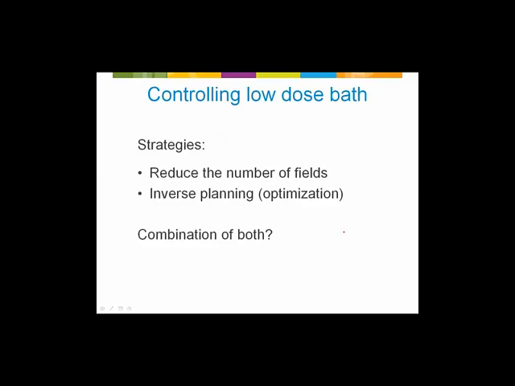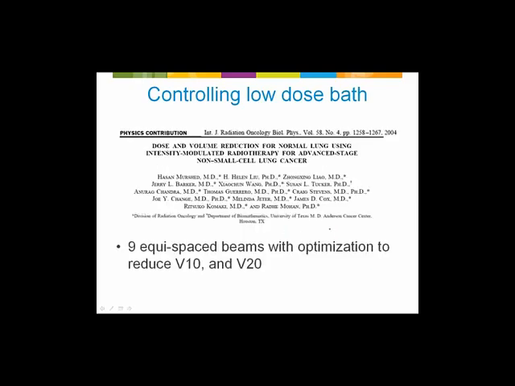Who knows? Okay, well, here's a paper that was looking at trying optimization to control the low dose to the lung. So they started off with a 9-field equispaced beam arrangement, and they put a lot of priority on trying to reduce the V10 and the V20 to the lung. And this is one example of a dose distribution. So keep in mind you've got 9 fields coming all the way around the patient here. We see that the optimization has constrained dose mainly to the ipsilateral lung, and it's effectively pretty much shut off the beam from the contralateral side. And it's been able to get pretty good conformality to the target at the same time.